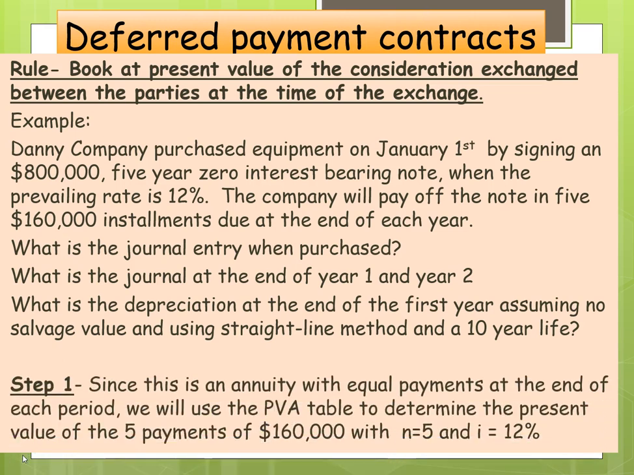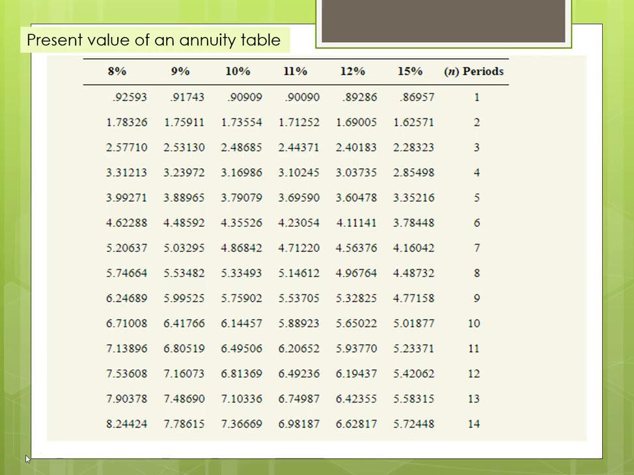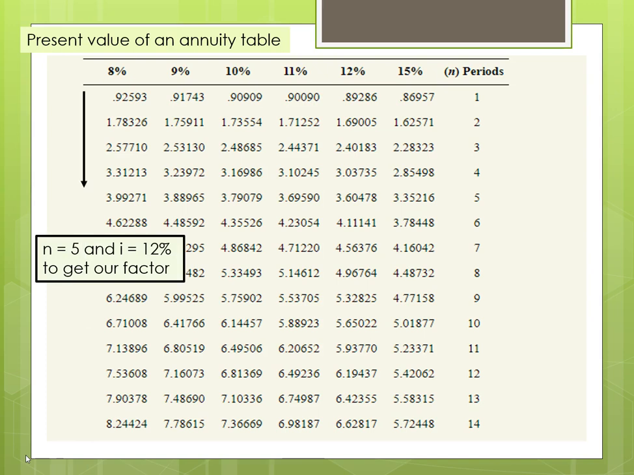Step 1. Since this is an annuity with equal payments at the end of each period, we will use the present value of an annuity table to determine the present value of the 5 payments of $160,000 when n equals 5 and I equals 12. So we're going to go to our present value table. Now again, we know that n equals 5 and I equals 12, so we're first going to go down to the 5th row and we're going to go across. And that's going to give us the factor we're going to use to figure out the present value of $160,000 paid at the end of each of 5 years.